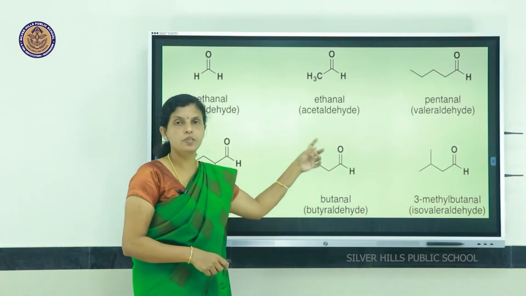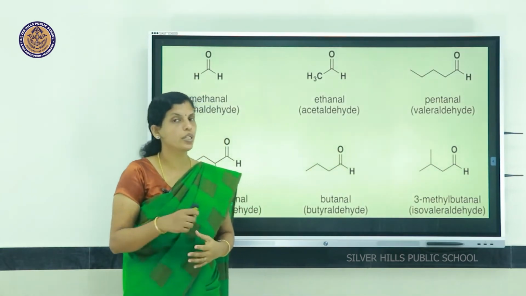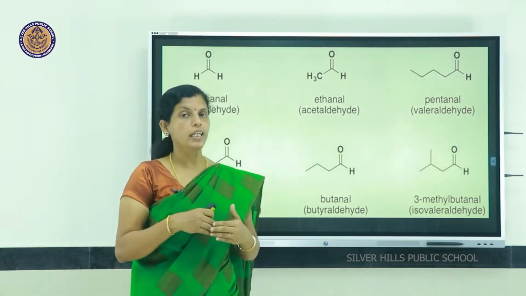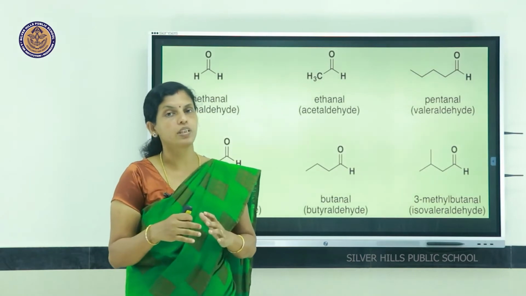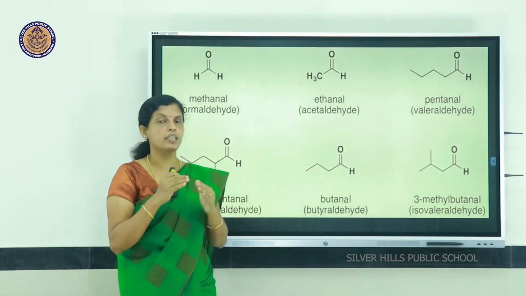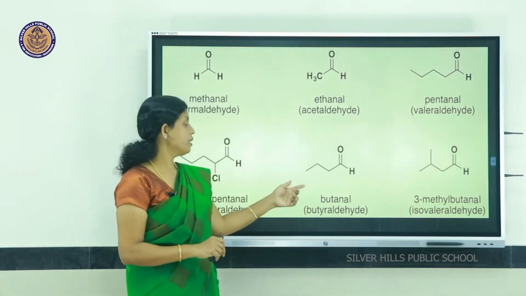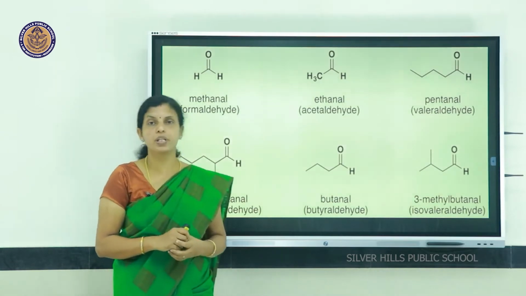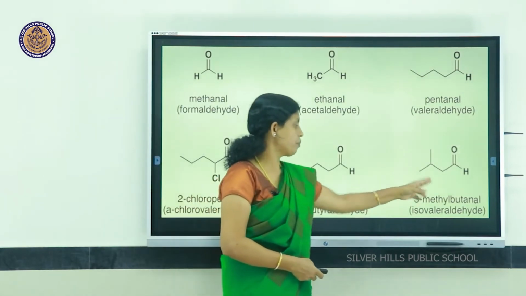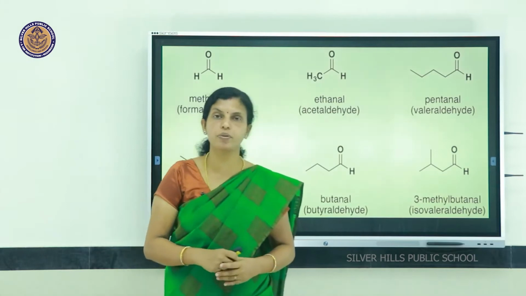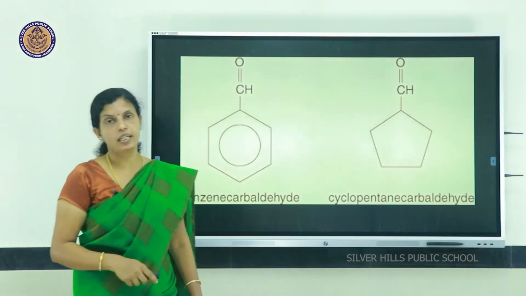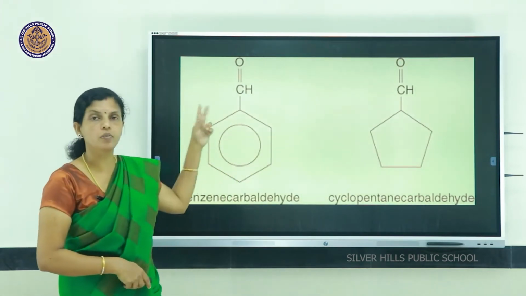Let us consider another example for aldehyde. It is CH3CH2CH2CHO. Including the CHO carbon, there are a total of 4 carbons. If an alkane contains 4 carbons, it is butane. So, the e is replaced by the suffix al, and it becomes butanal. The common name of butanal is butyraldehyde. So, for 3-methylbutanal, the common name is isovaleraldehyde.